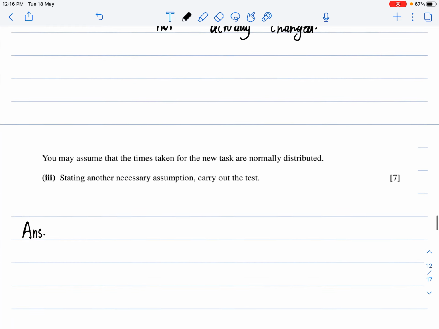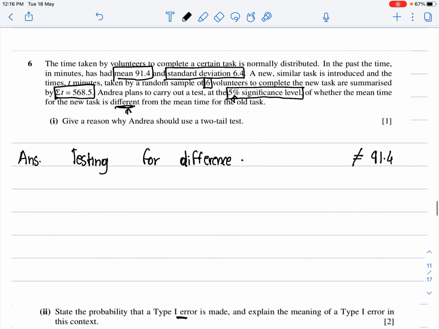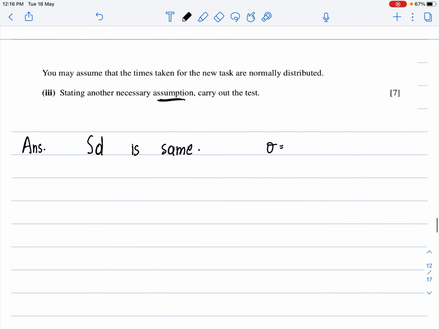Now, you may assume that the times taken for the new task are normally distributed. Stating another necessary assumption, carry out the test. The assumption you're stating is that the standard deviation is the same, where you're claiming that the standard deviation of 6.4 is not changing, because it's a new test. So this is the assumption.